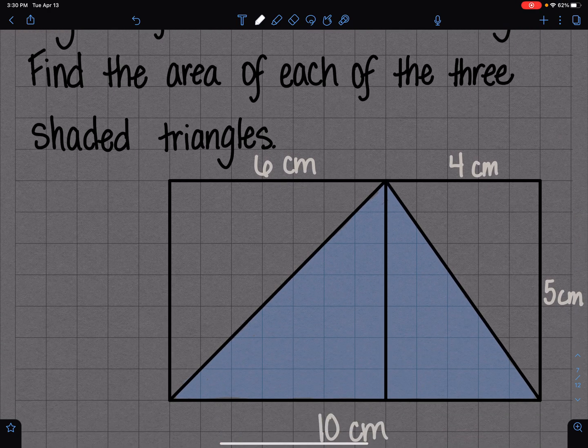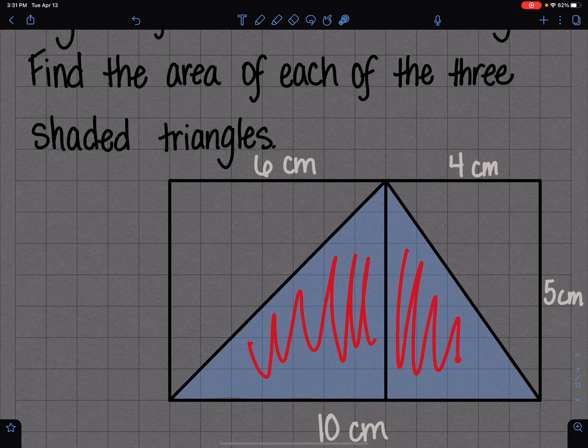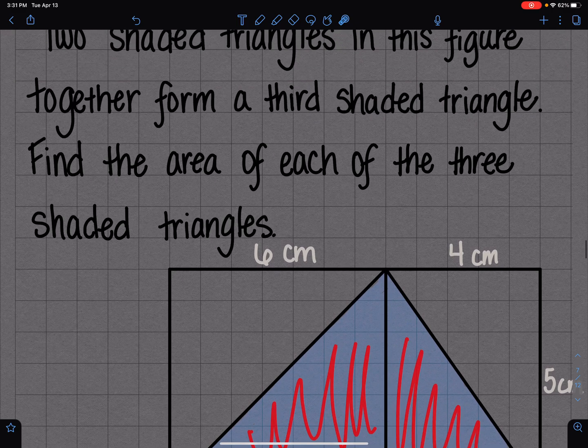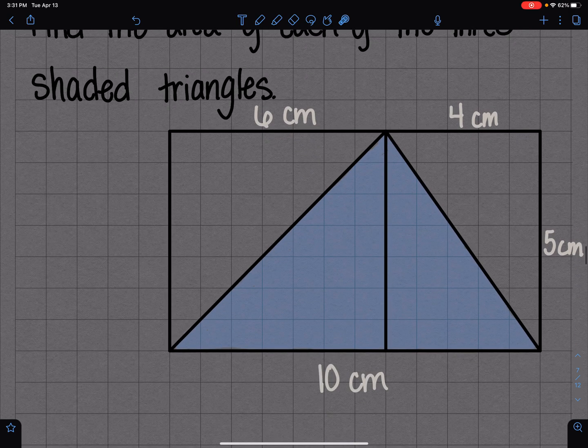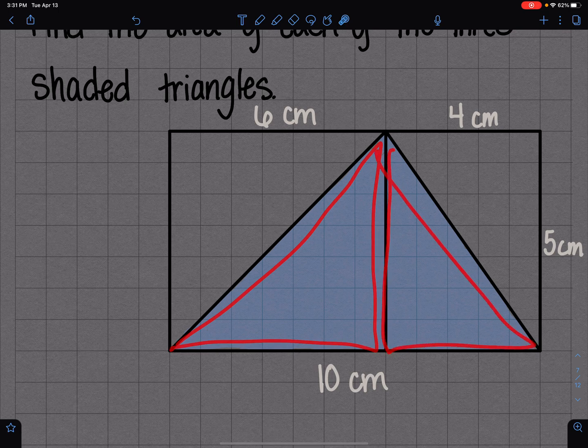So problem solving involves this diagram right here, which I made big. I think it's a little hard to tell which part is shaded in your homework because I made a copy of it, so I'll make that easy for you. It is this part and this part that is shaded. It says 2 shaded triangles in this figure. Yep, there's 2 shaded triangles: this one and this one.